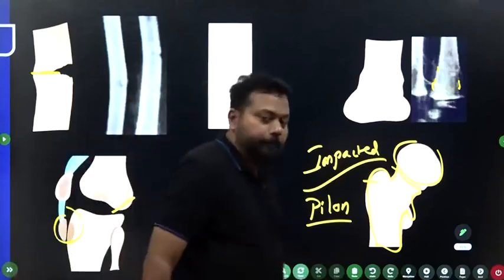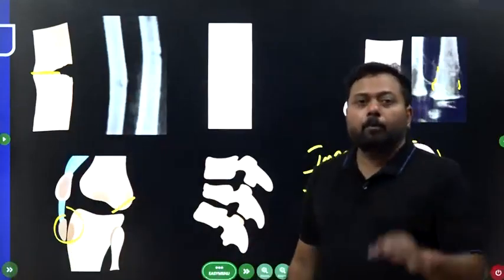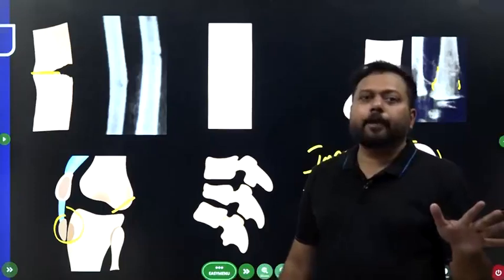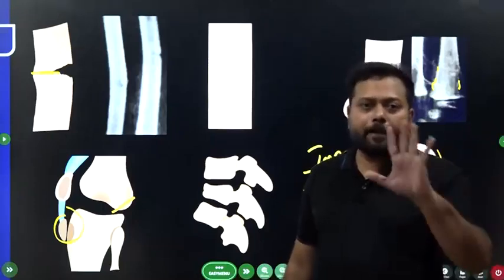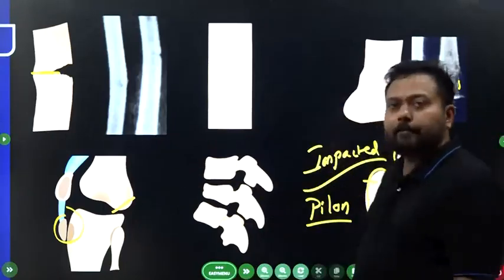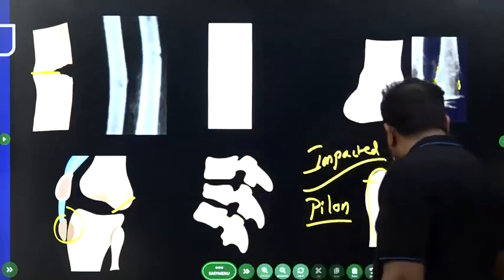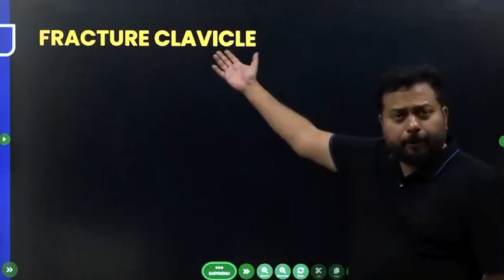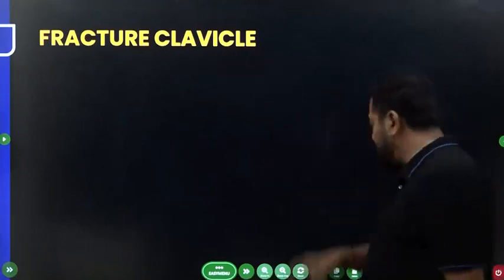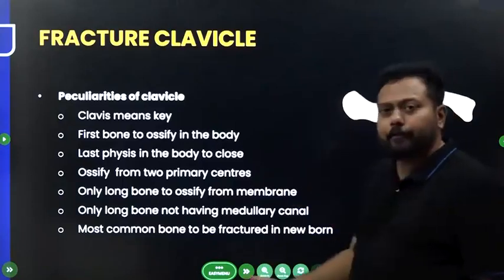Okay, so in short, we have completed what is a fracture, classification of fracture, typical, atypical. Under typical we had seen 5 types, under atypical we had seen this many types. So that's the basics of fractures. With this we will move on to the next important topic, fracture clavicle. Anatomical peculiarities of clavicle.